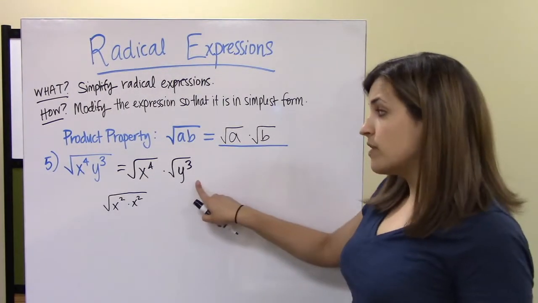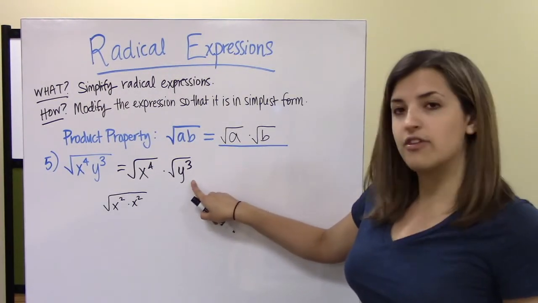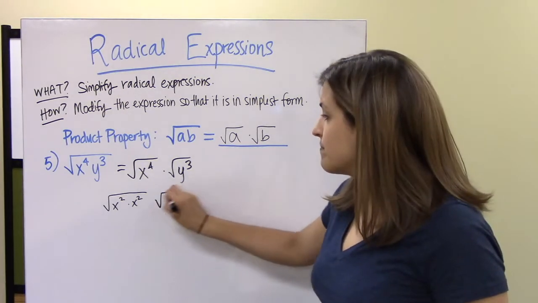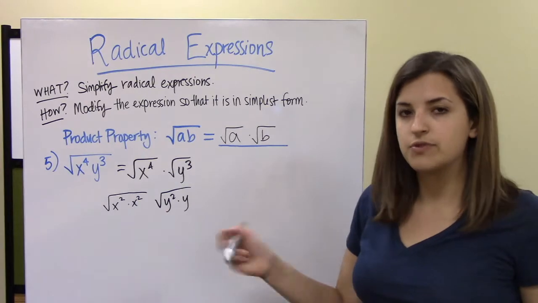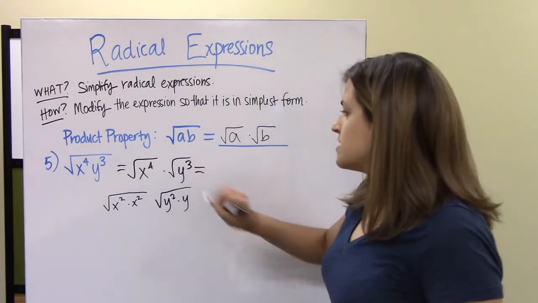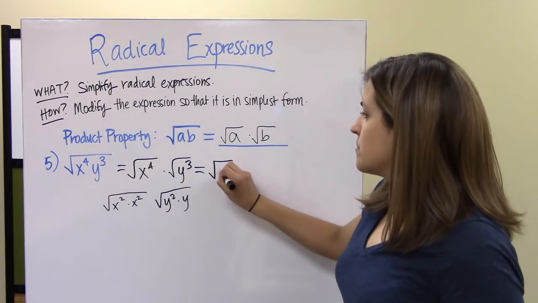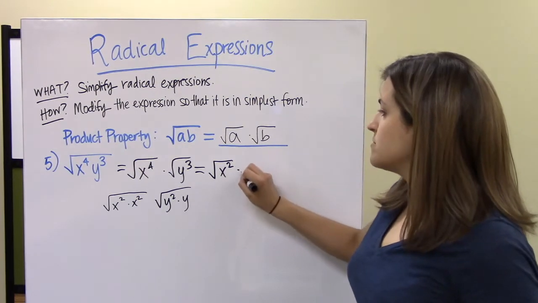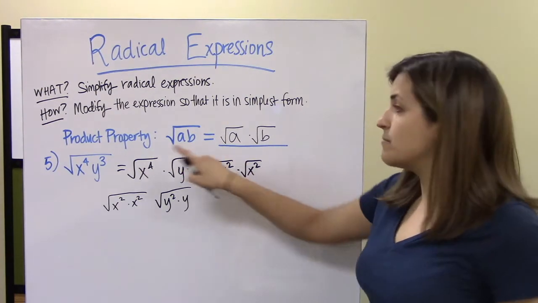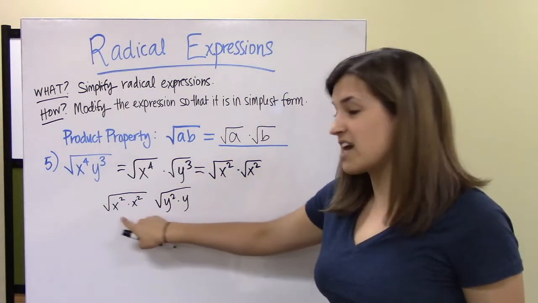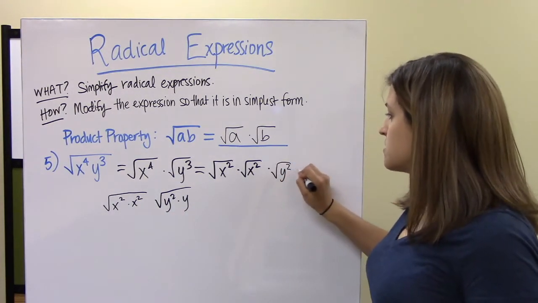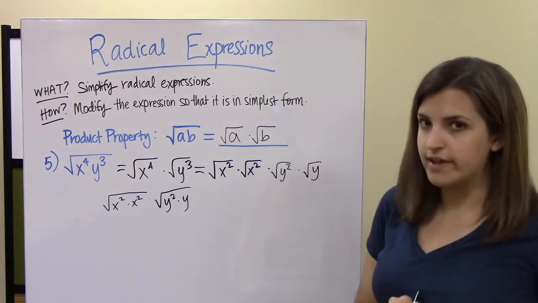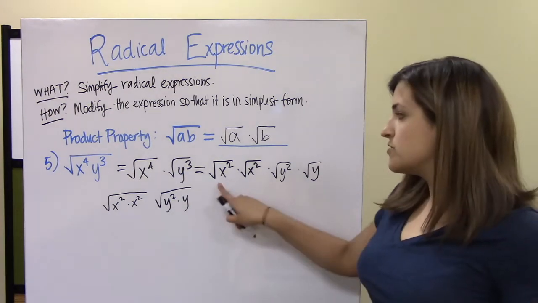Also, square root of y to the 3rd is the same thing as the square root of y squared times y. That equals y to the 3rd. So let's separate these out. We'll have the square root of x squared times the square root of x squared. I'm using the product property on this guy down here, times the square root of y squared times the square root of y.